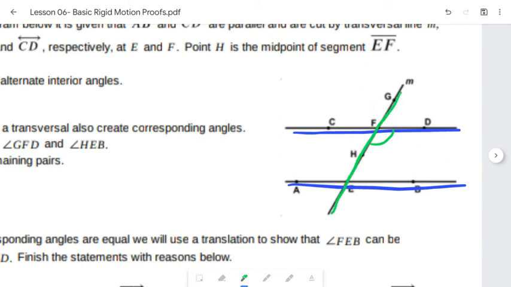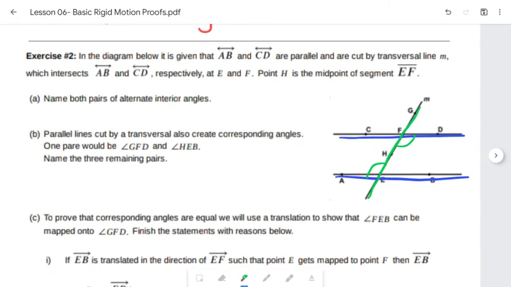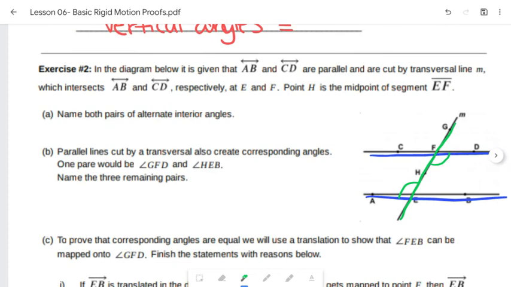And so now inside, but on the alternate side of the transversal, there's one pair of alternate interior angles. So we would have angle DFH and angle AEH. Now, that's not the only way we could write that, right? We could write further like AEG, a bunch of different ways, but we won't get too caught up on that right now.